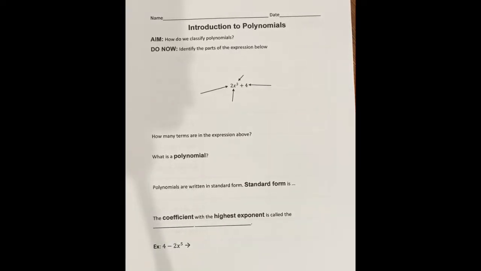Okay, so today we're going to learn how to classify polynomials. Before we do that, I have a quick do now. I want you to identify the parts of the expression below. Looking at this expression, we have the 2, we have the x, we have that little 3 on top, and the positive 4. Take a second to try to identify the names of these parts. And then answer how many terms are written in the expression above.